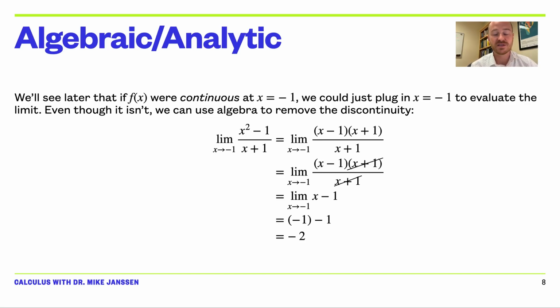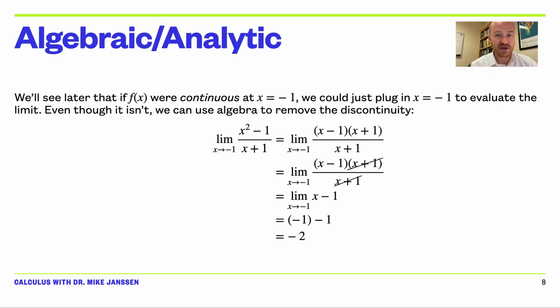But of course, the downside of this approach is that you need a sufficiently nice function to actually be able to do the algebraic manipulations and cancellations and all that. So all three of these methods have their strengths and weaknesses. Most of the functions that we'll be looking at will be at least continuous, if not stronger. And so this algebraic or analytic method will generally work.